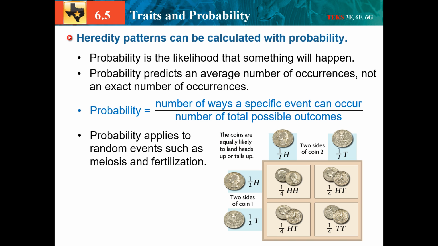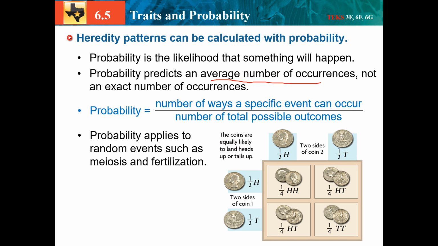Okay, so final slide, and that's going to be heredity patterns can be calculated with probability. So there's a lot of words on this slide, and it's basically reviewing just the idea of probability. And probability is just the likelihood that something will happen. What is the chance you think something's going to happen? And probability is going to predict the average number of occurrences and not the exact number of occurrences.